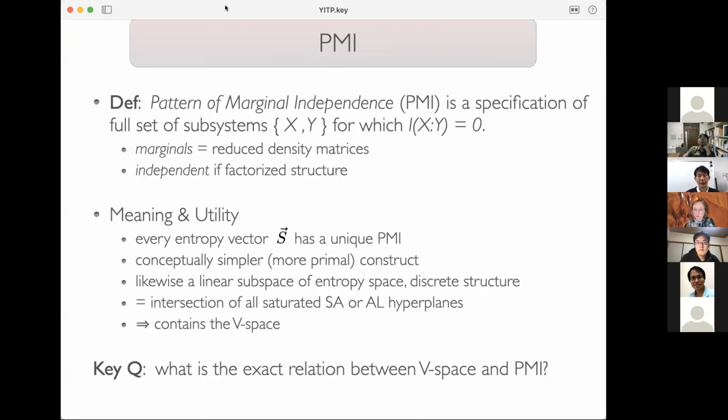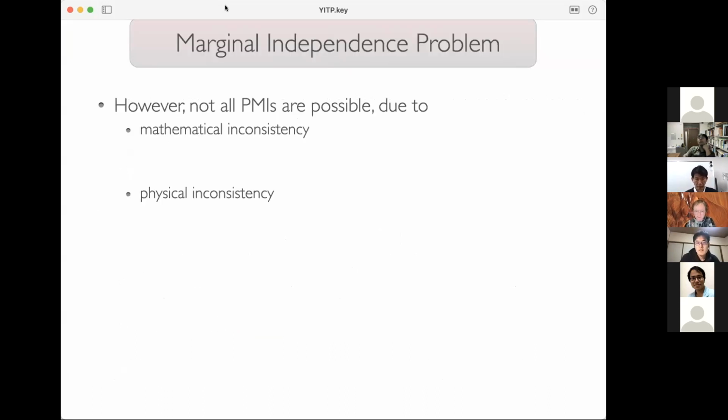So those are two geometric constructs. I should say that this pattern of marginal independence, the specification of which patterns are actually allowed, is a very important problem in quantum information. It's called the marginal independence problem.